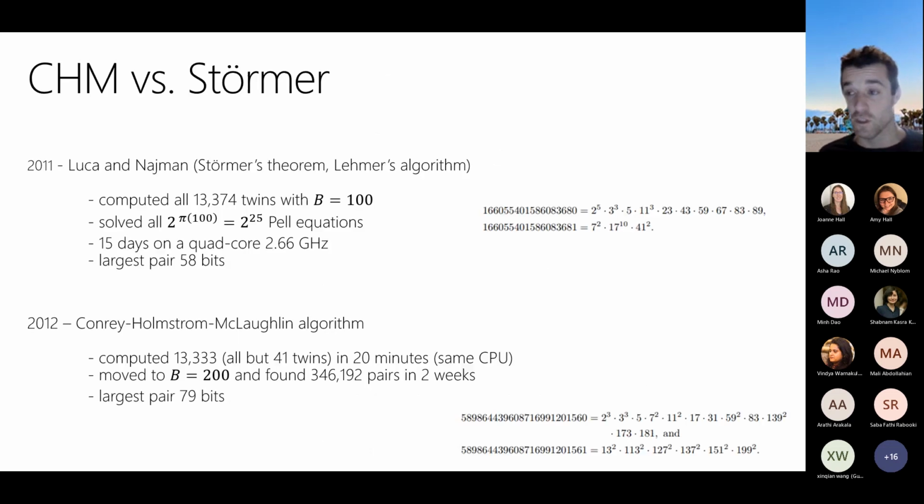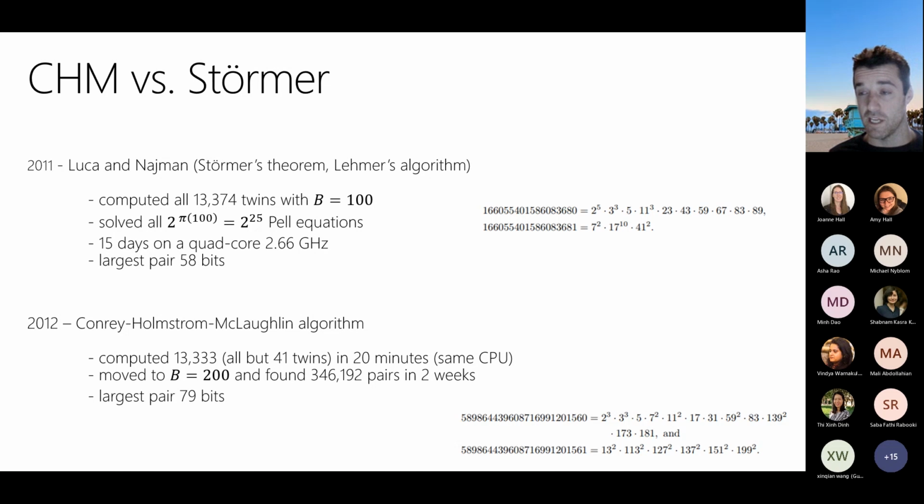But in practice, it's a good enough approximation to the exhaustive problem that it's much faster than solving the Pell equation. So I've given some information there of why it's a lot better to use the CHM algorithm than Stormer's algorithm. And essentially all we've done in this recent work is take the old record that was found with the CHM algorithm, which they were able to run up to smoothness bound 200, and they found 279-bit smooth twins down in the bottom right there.